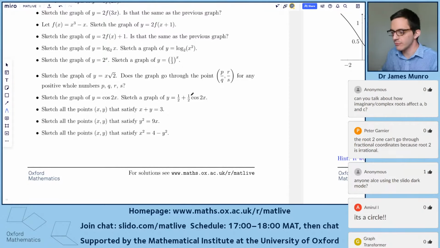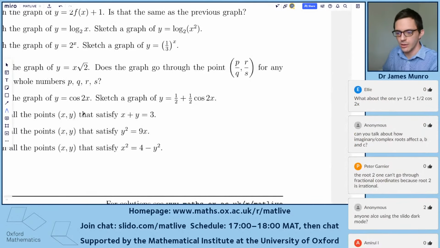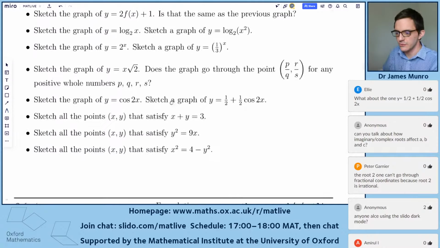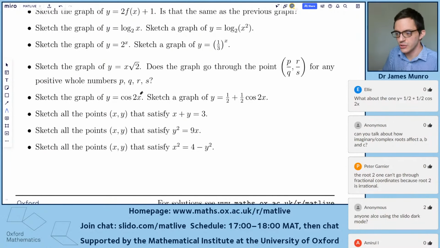Yeah, 1/2 of. Yeah, let's do the 1/2. I see people get this one quite a bit. Okay, so cos 2x means take your graph of cos x.